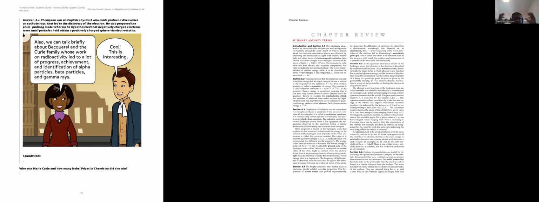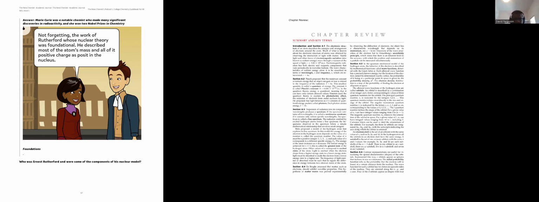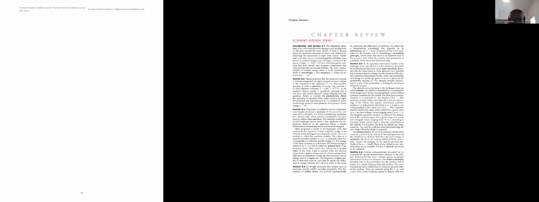Bohr proposed a model of the hydrogen atom that explains its line spectrum. That's why his model was so important. In this model, the energy of the electron in the hydrogen atom depends on the value of n.